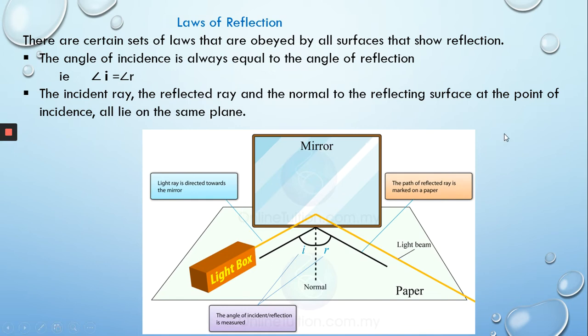Another important point is what will happen if the ray of light strikes the reflector normally. Then the reflected ray will also bounce back along the same path. Angle I and angle R will be equal to 0.